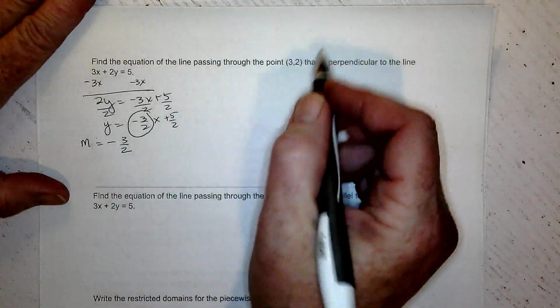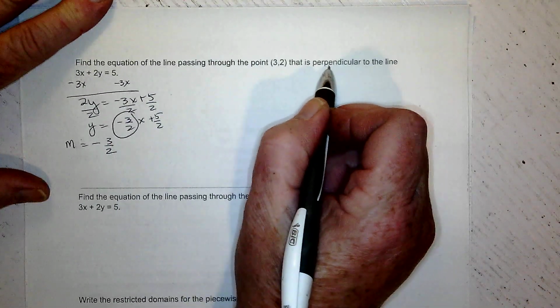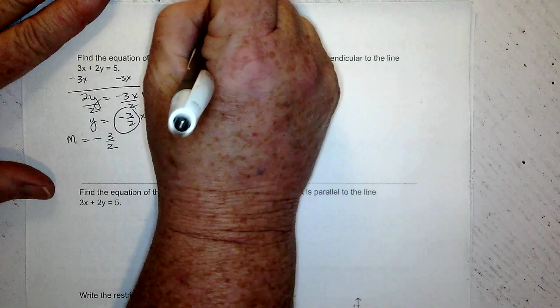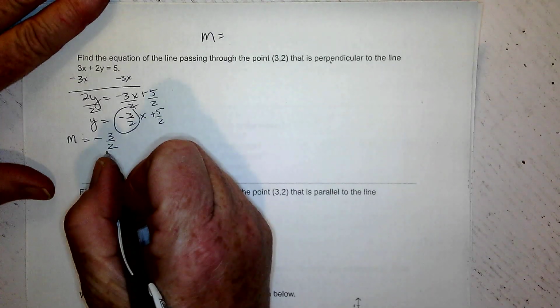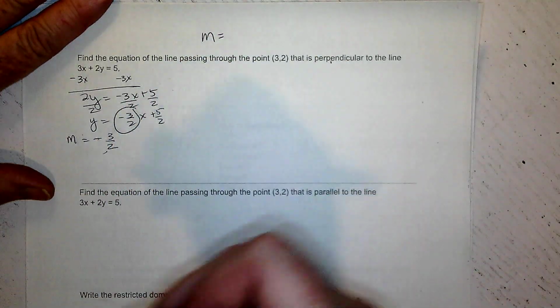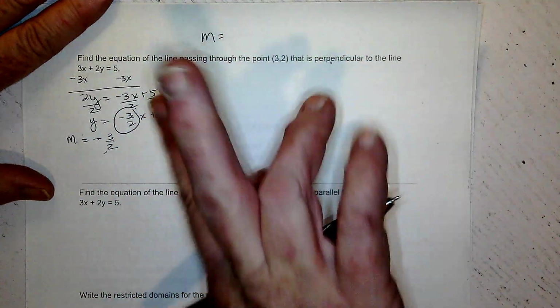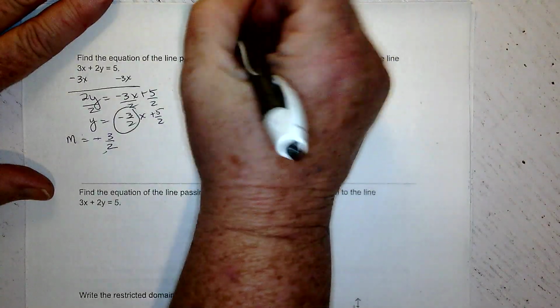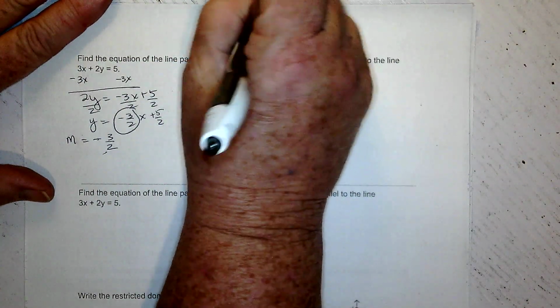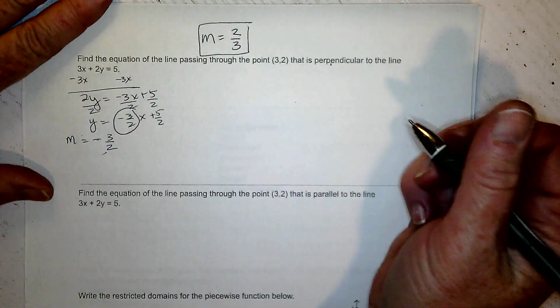Which means the slope of my new perpendicular line to this line has to be the negative reciprocal. This one's negative, so my new slope's going to be positive. Reciprocal means I'm going to flip it. So instead of 3 halves, my new slope's going to be 2/3. I just need to find my y-intercept.